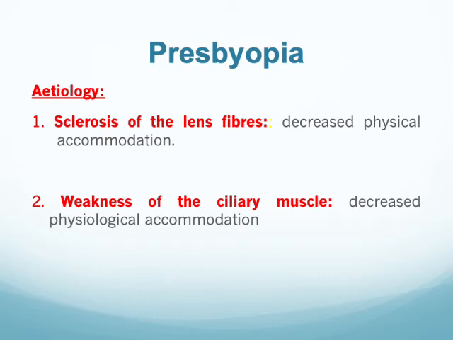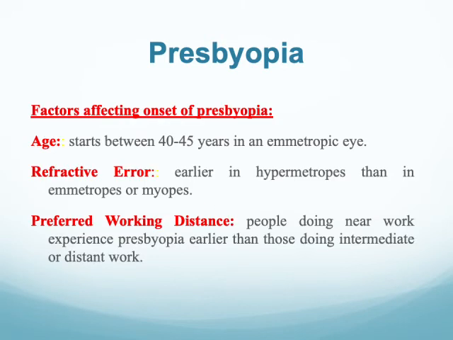So, the etiology of presbyopia. If we look at the factors affecting the onset of presbyopia, the first factor is age. Presbyopia starts to appear around the age of 40 or 45 in an emmetropic eye. The emmetropic eye is the eye which is not myopic or hypermetropic. So if you have normal vision, you will start to suffer difficulty with near vision around the age of 40, 45. It depends on your visual needs for near vision.